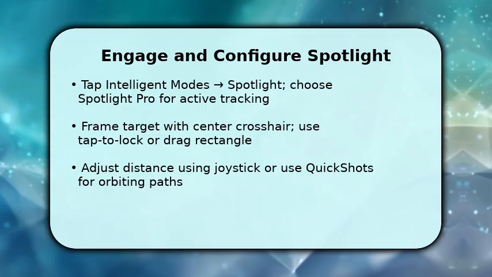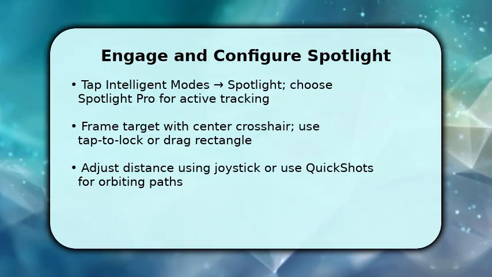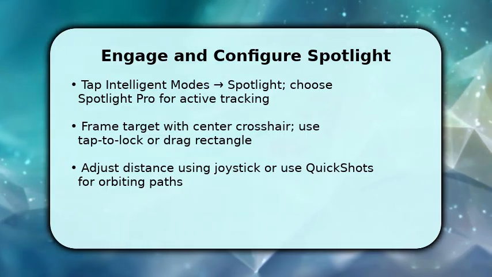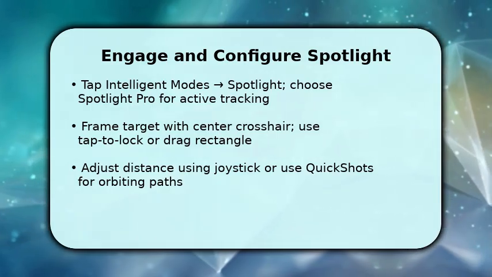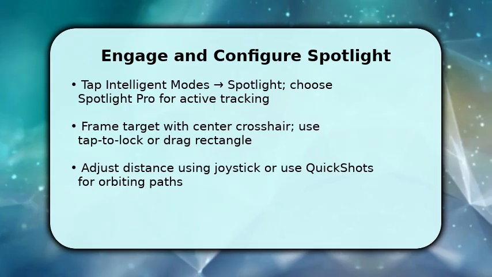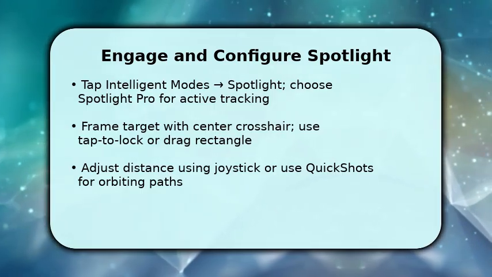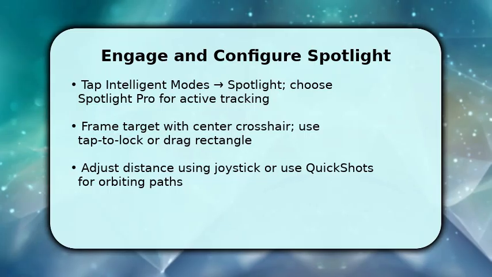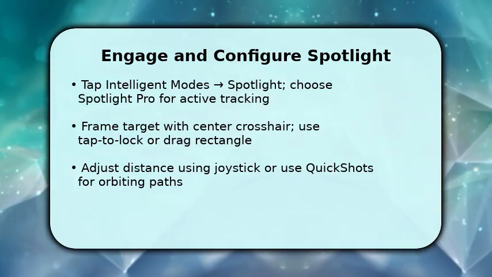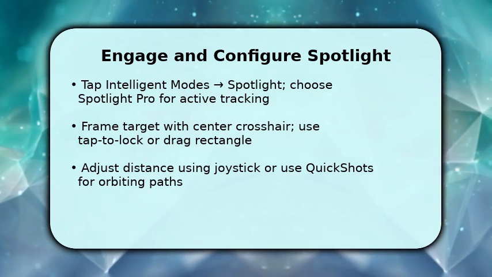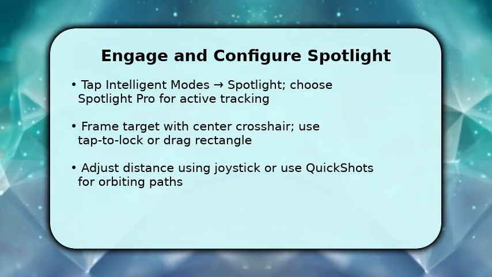You'll frame the subject with the center crosshair. Tap to lock or drag a box for larger targets, because precise framing improves tracking reliability. Then, use the right stick to set distance and yaw or pick an automated quick shot orbit if you want smooth circling. This controls relative motion, so the drone maintains composition while you focus on movement or other camera settings.